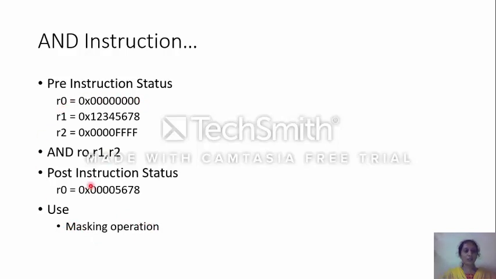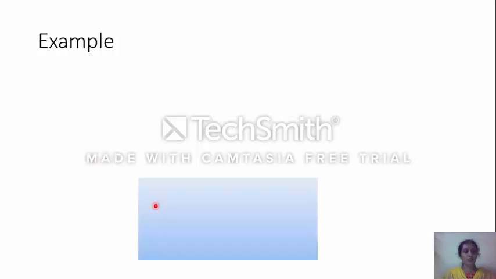This is the pre-instruction status, this is the AND instruction, and this is the post-instruction status of the AND instruction. Another example I will give you: AND R2, R1, 0xFF.